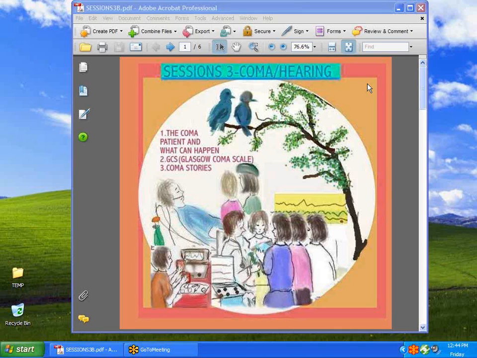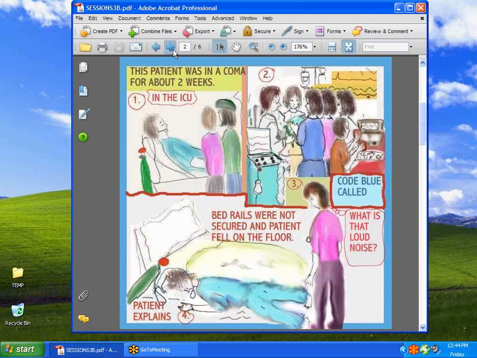I hope you've had the opportunity to look at sessions 1 and 2, but now we move on to 3 and we're going to talk about coma, not necessarily the ICU patient, just patients in a coma. At some point in your nursing career, you're going to find yourself taking care of a patient in a coma, if you've not already done so.